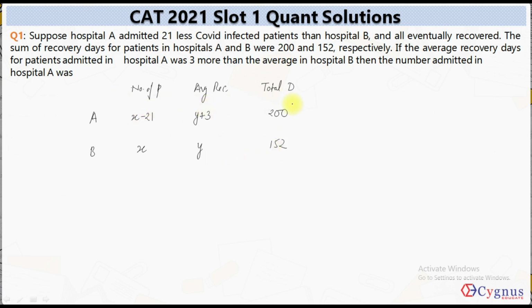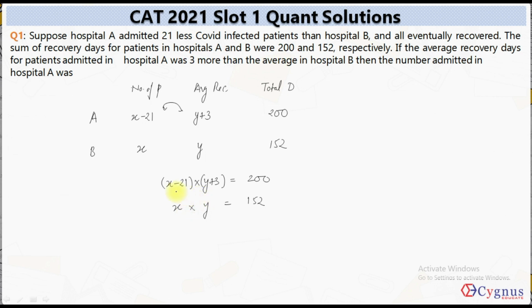Now how do we relate these three variables here? The number of patients are X minus 21 for A and the average recovery days is Y plus 3. So when you multiply these two terms, you'll get the total number of recovery days. Yes or no? So how do we equate it? X minus 21 number of patients. On an average, every patient was admitted for how many days? Y plus 3. So this will give you the total number of days here, that is 200. Then the recovery days for hospital B would be X into Y is equal to 152.